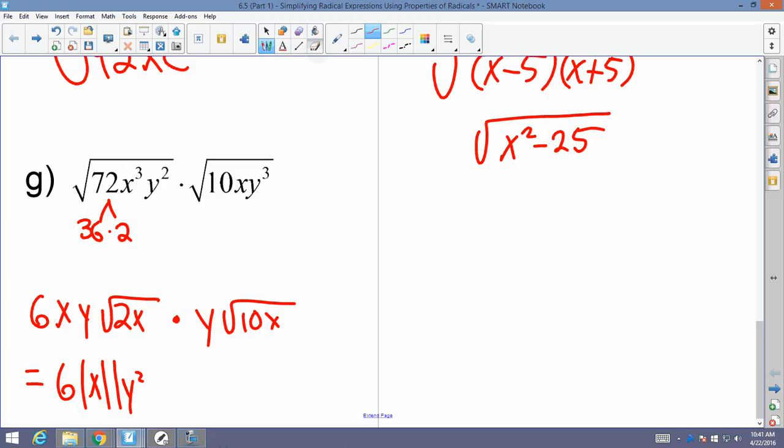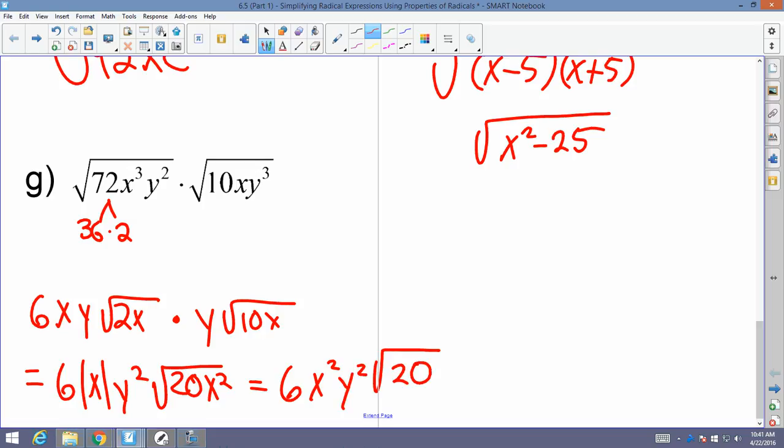Actually, y squared doesn't need an absolute value because it's squared. So that's already going to be positive. And then square root of 20x squared. So I'm going to take out another x. So at the end of the day, I've got 6x squared, y squared, square root of 20. That's one way, nice way, easy way, pretty way.